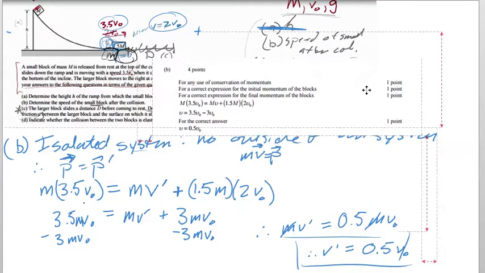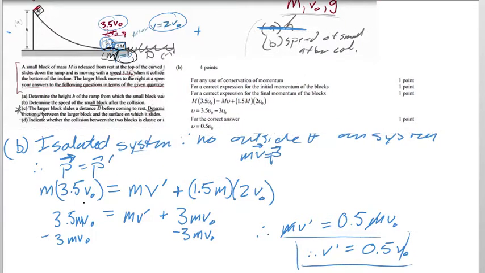Okay, so it looks like I got the right answer, but did I do the right work? So anyway, this says for any use of conservation of momentum. And again, the isolated system on the new AP test, you have to include that too. Plus 1, so yes. Okay, for correct expression of the initial momentum of the blocks. See this? That's correct. Plus 1. Okay, expression of the blocks afterwards. Yep, looks like I got that.